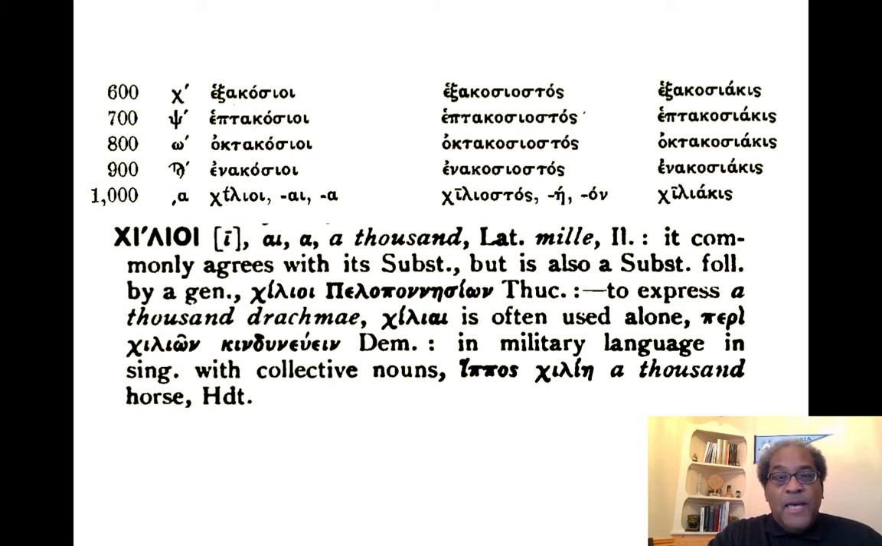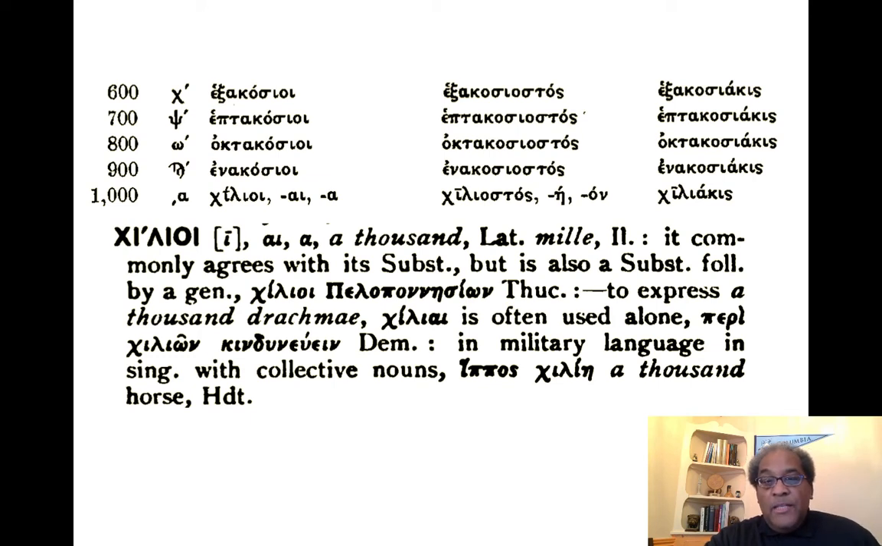Now 1,000 is expressed by chilioi. Chilioi. And if we look at this entry in the Liddell and Scott for chilioi, it means 1,000, equivalent to Latin mille. It commonly agrees with its substantive, but is also a substantive followed by a genitive. So you could have chilioi Peloponnesion, that is 1,000 of the Spartans, of the Peloponnesians. And to express 1,000 drachmae, that is an amount of currency, you could have simply chilias, often used alone.